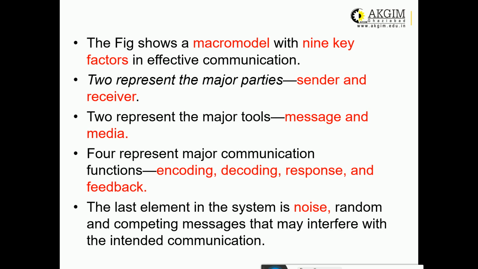There are 2 major tools. One is message, and the other is media. There are 4 representing the major communication functions: encoding, decoding, response, and feedback. And the last element in the system is noise. It's random and competing messages that may interfere with the intended communication. This can be advertisements by other advertisers, other firms, other brands. There may be some other information available in this entire system. So this creates noise.